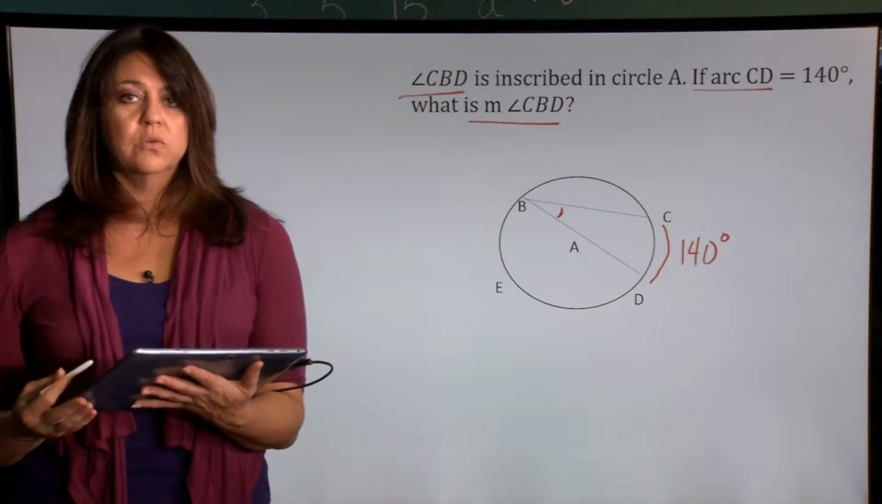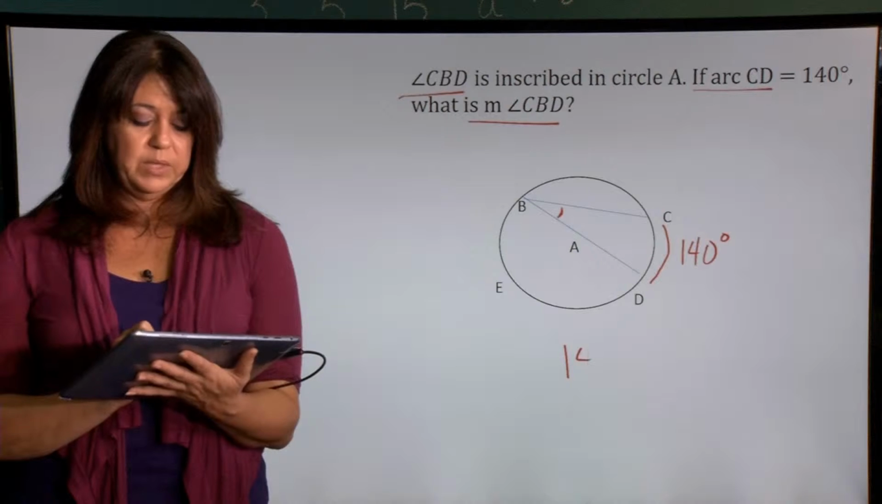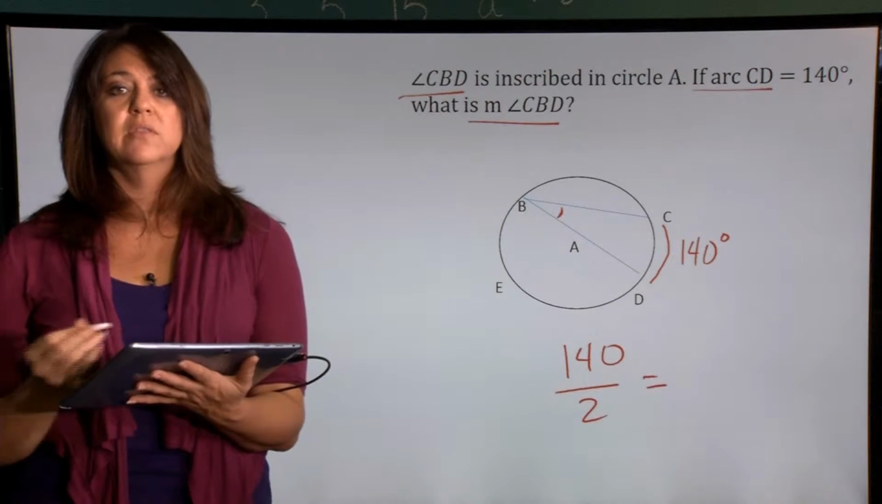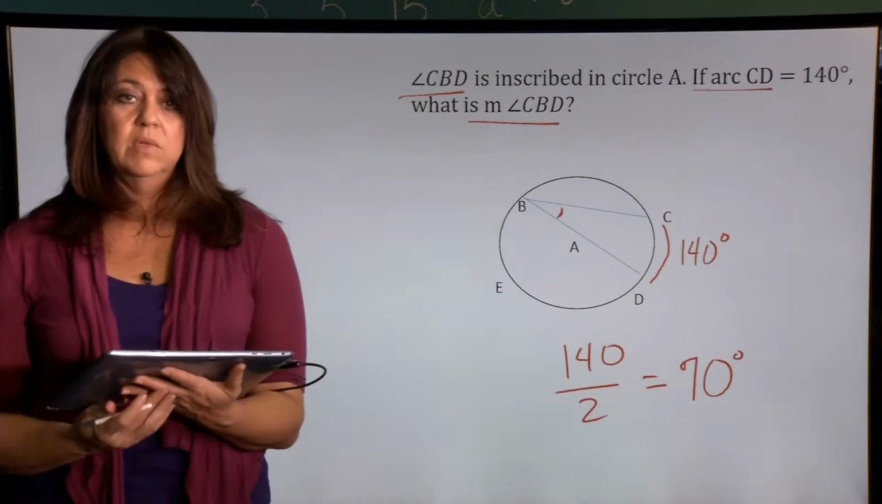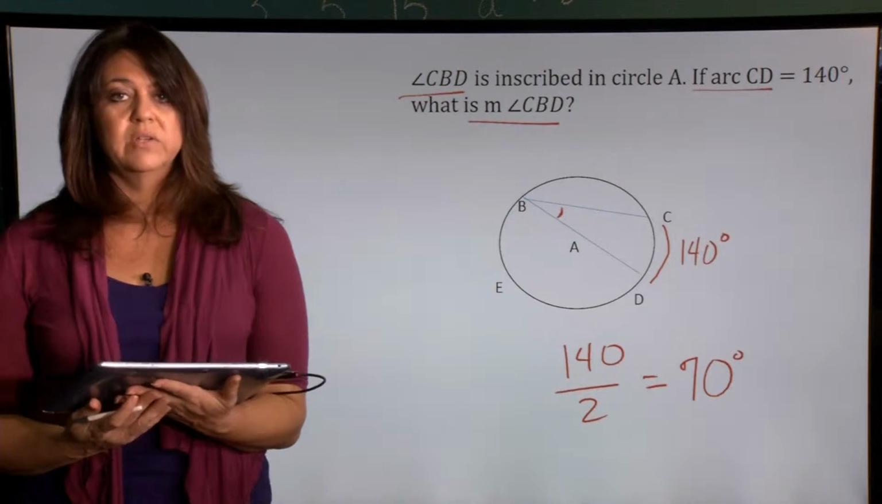The measure of the inscribed angle will always be half the measure of the outside arc. So just divide by 2. And the measure of the angle is 70 degrees.